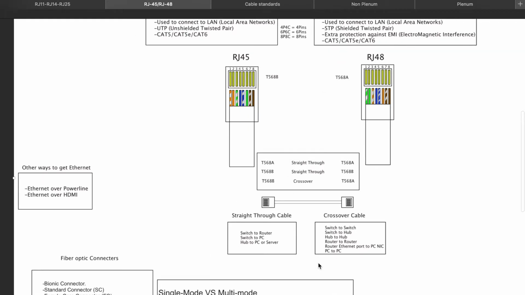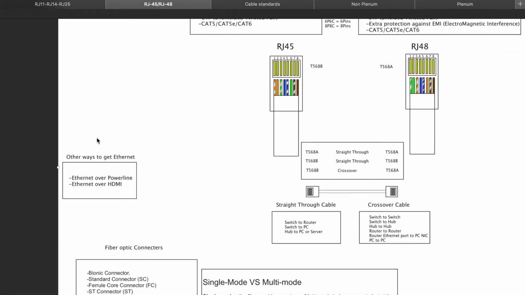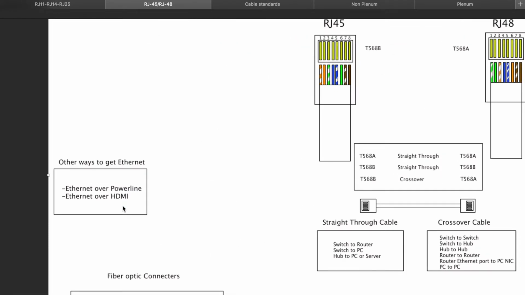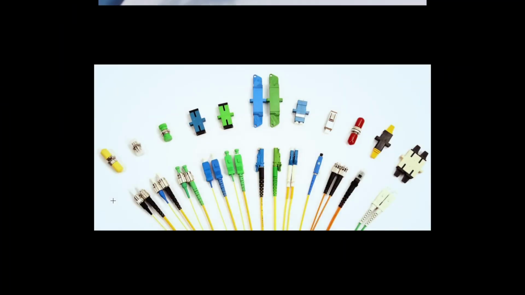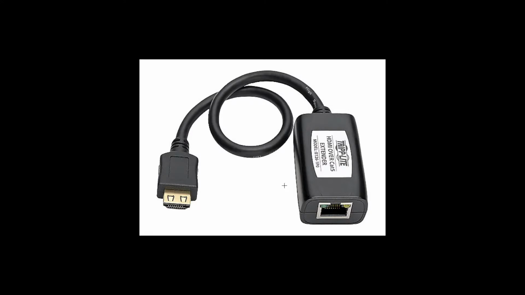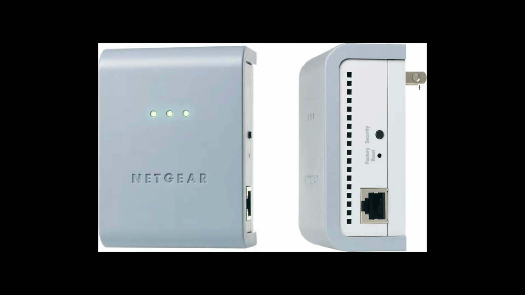Speaking of internet, another different way that you can get internet would be Ethernet over power line or Ethernet over HDMI. And those bad boys look like this. This would be an Ethernet over HDMI. You connect your RJ45 right here and then your HDMI here, and now you have Ethernet. If you want to do over power line, this connects to your wall socket. You connect your RJ45 or 48 right here, and now you have internet, and it's all done through the power line.